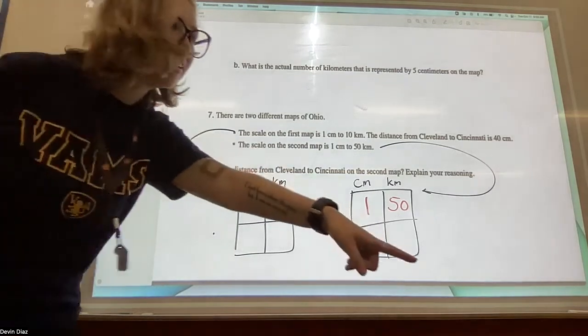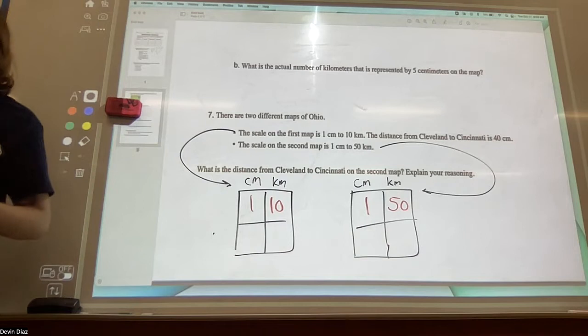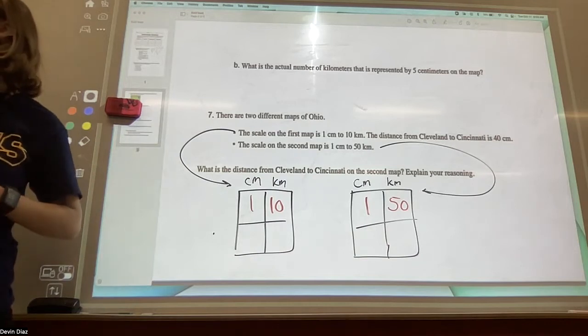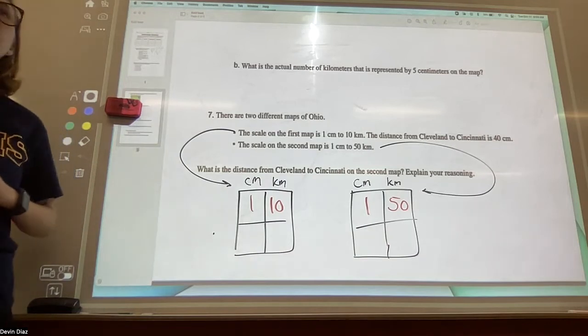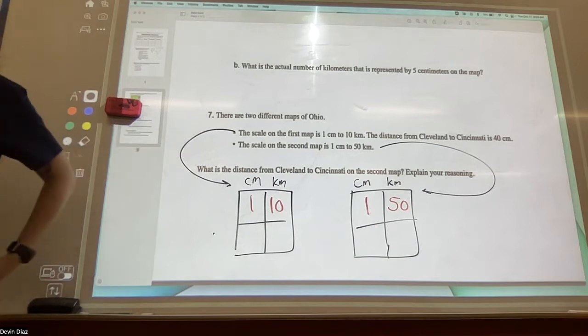What do you think? 1 to 50. You think 1 to 50? Do we have any other guesses or do we agree? Do you agree? Or do you have a different guess? You think it's 1 to 10? What do you think? 1 to 50? Let's think about it. Are you ready?